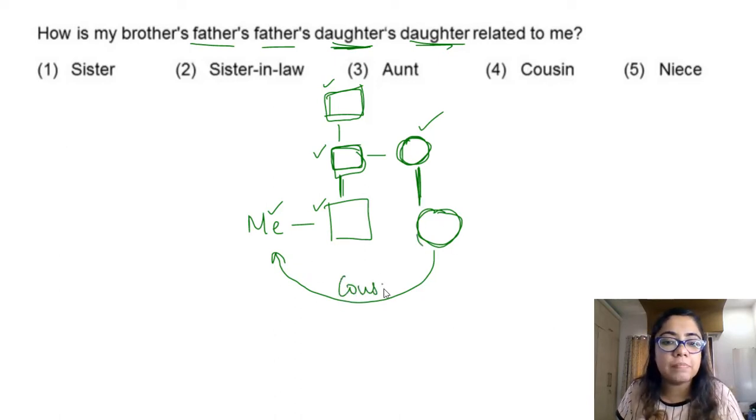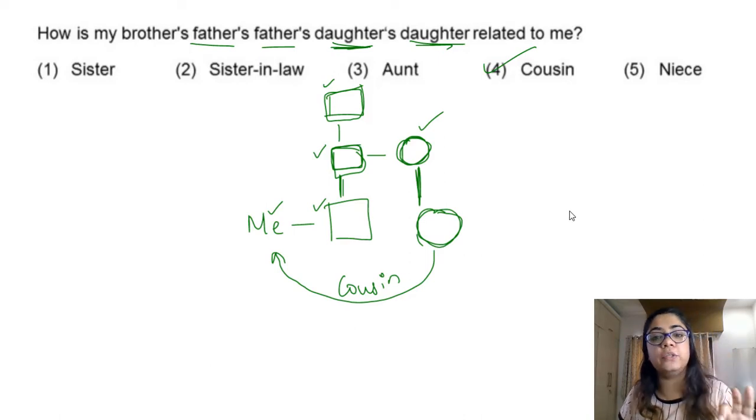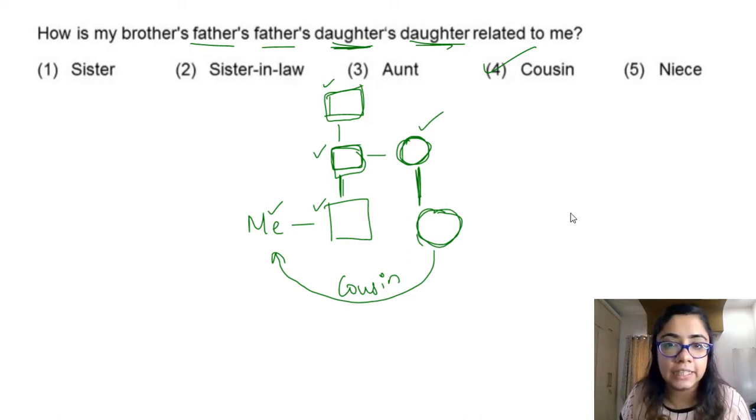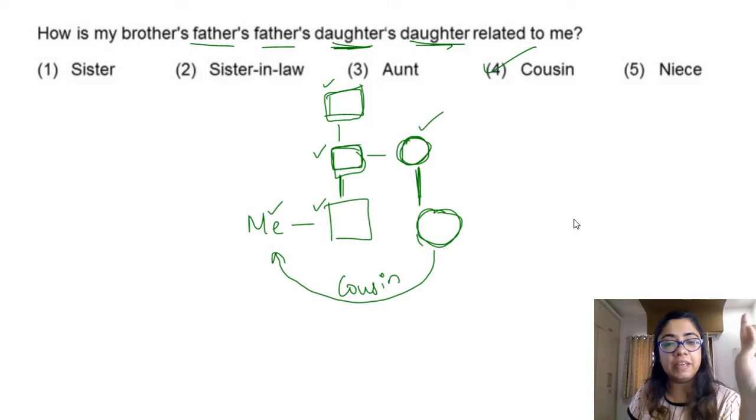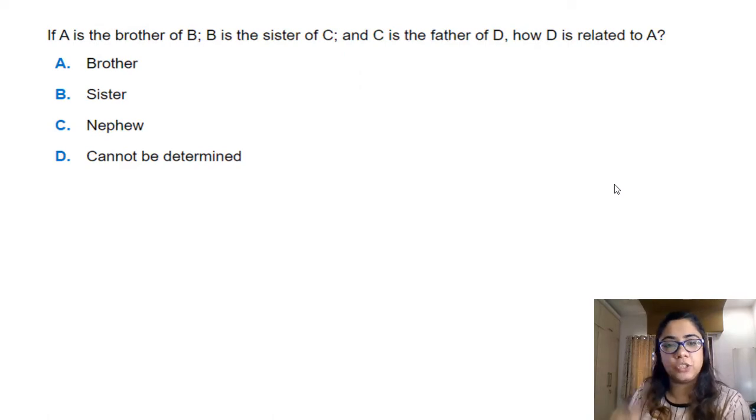She becomes my cousin. So cousin is the answer. Whether it's a male or a female does not matter. You will only refer to that person as your cousin, and only if you are the children of the same parents will you be referred to as brothers or sisters. That's it. Okay. Let's move on to the next question.